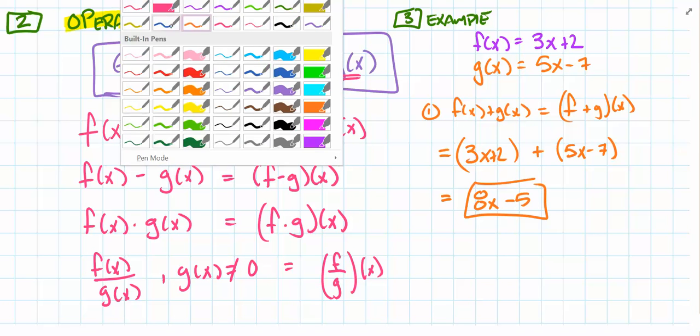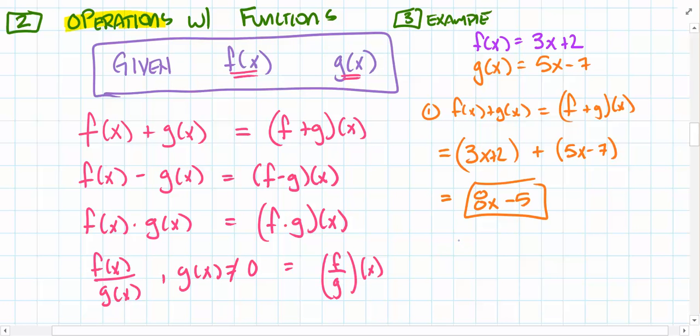Okay, so here's the statement that we're making that students often don't make the connection to. Let's say I want f plus g of 2. What does that actually mean? Here's what it means: take f of 2 and add that to g of 2.